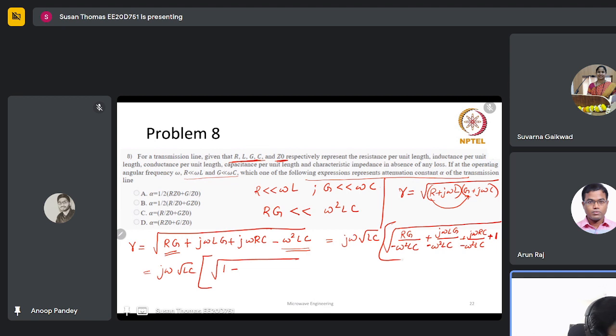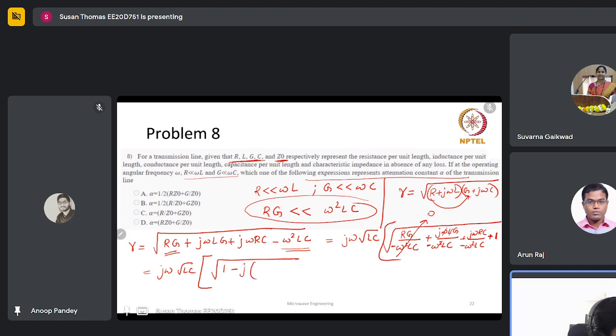So if I simplify this, if you look at this first term, based on our condition, R into G is much less than omega square LC. So in that condition, this first term goes to 0. I mean, it can be neglected, ignored. How about the second term? It becomes omega. So minus j, I'll take it outside.